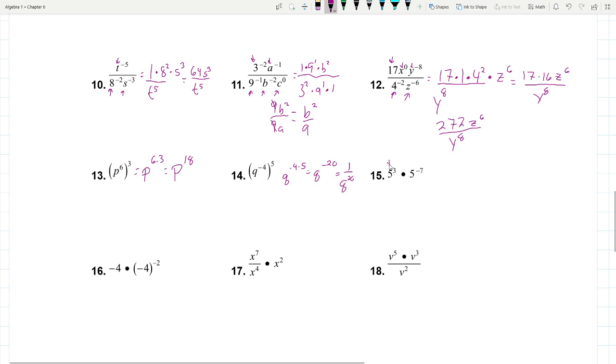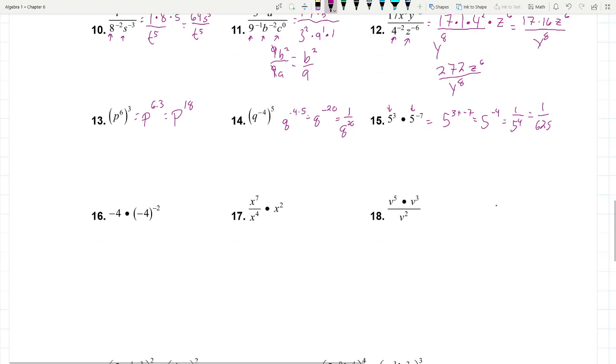15, base of 5, base of 5. Alright, they can combine. This is the product property. So we go 5 to the 3rd plus negative 7. So it's 5 to the negative 4th. And so this is 1 over 5 to the 4th, which is 1 over 625. We did that earlier. All right, number 16.